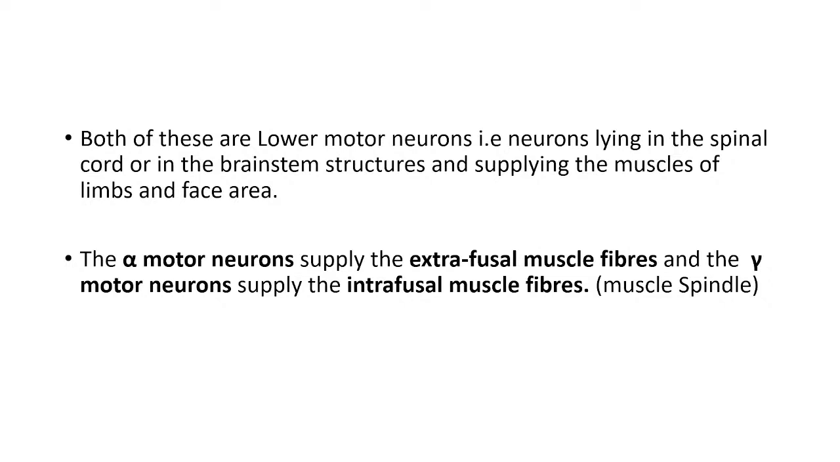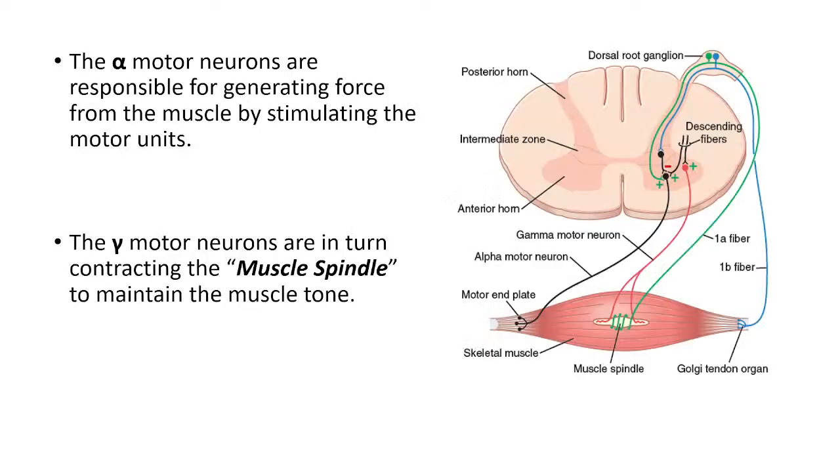Alpha is supplying extrafusal, gamma motor neurons are supplying intrafusal or muscle fiber. Now, this is the diagram. You can make it out. Will anybody from you explain this just quickly?